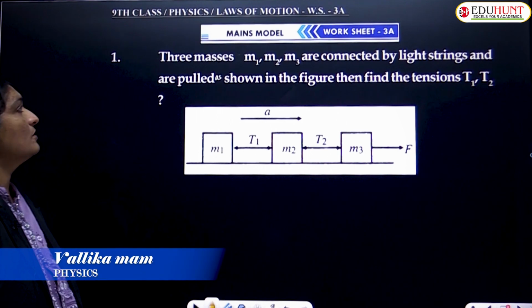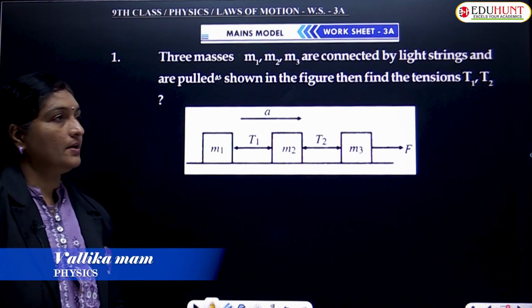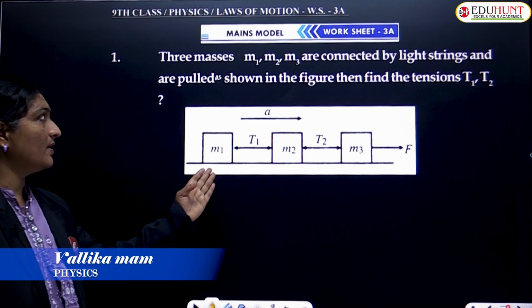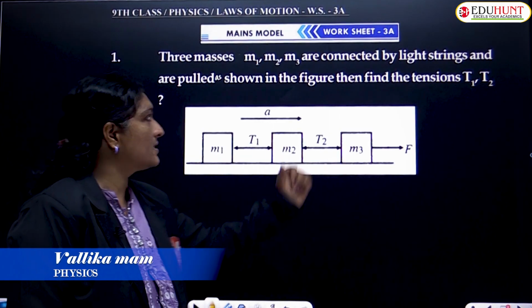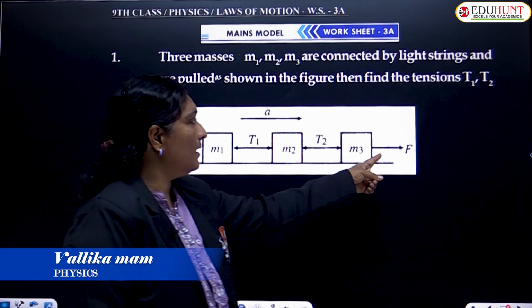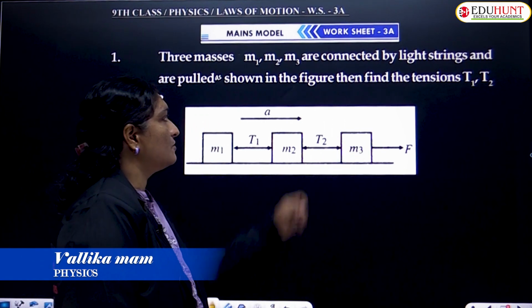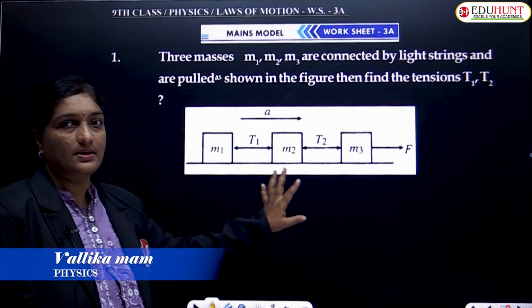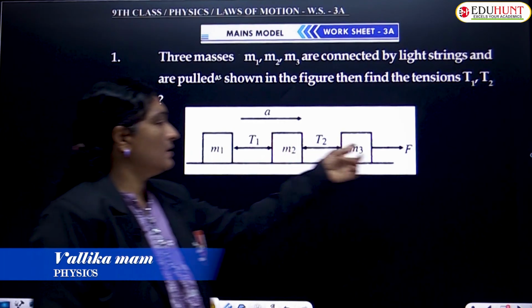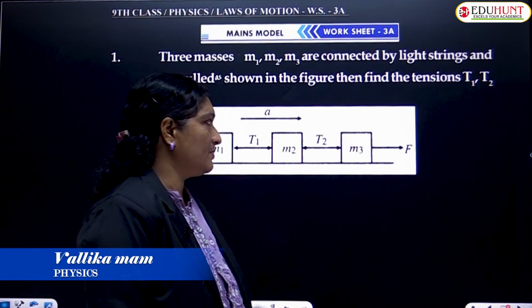So children, now moving to worksheet number 3A. First question: three masses M1, M2 and M3 are connected by a light string and are pulled as shown in the figure. You're asked to find the tension T1 as well as T2. We have already solved these types of numericals. Here, at this end, the force F is being applied.